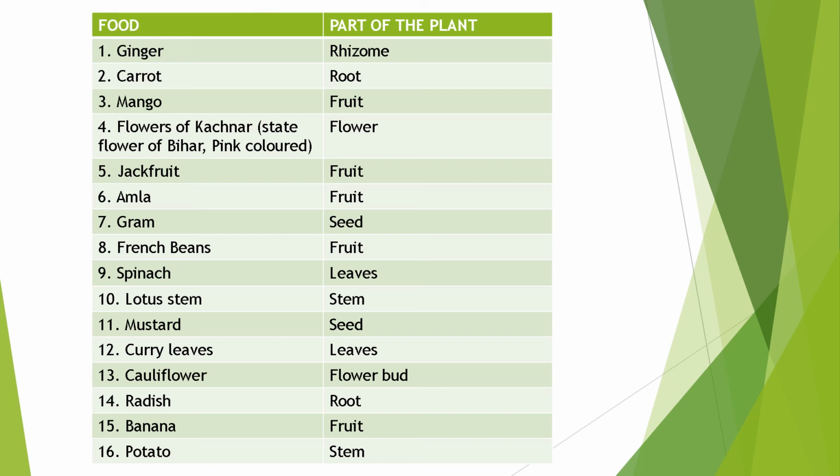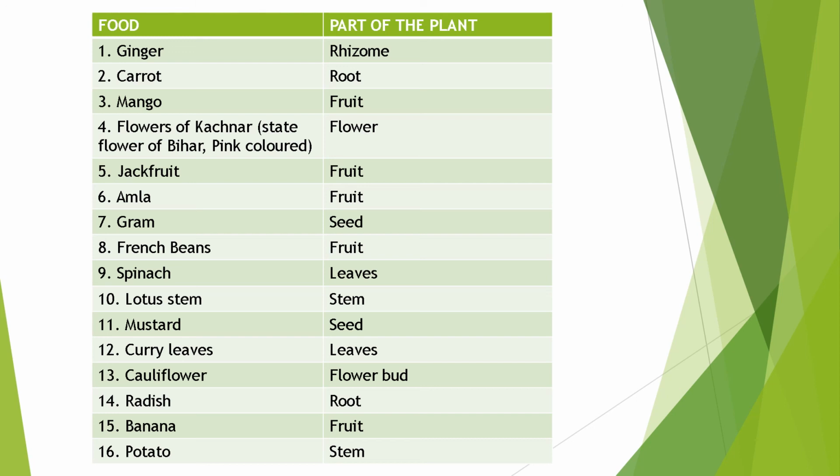Gram is a seed. French beans are fruits. Spinach are leaves. Lotus stem is actually a stem of the lotus plant. Mustard is a seed, and curry leaves are leaves only. Cauliflower is a flower bud. Radish is also a root. Banana is a fruit and potato is a stem. Potato is a stem while sweet potato is a root.